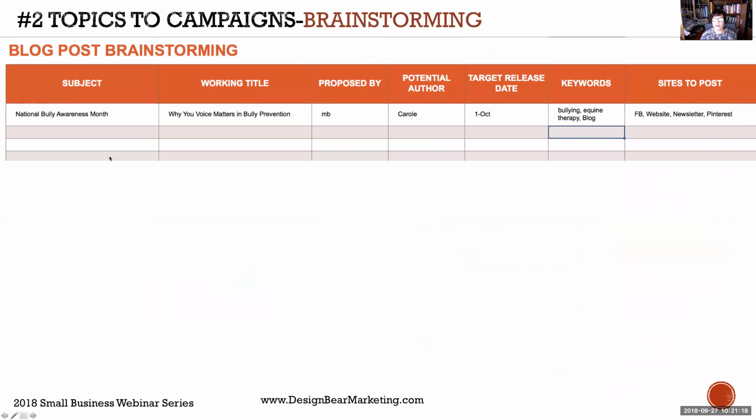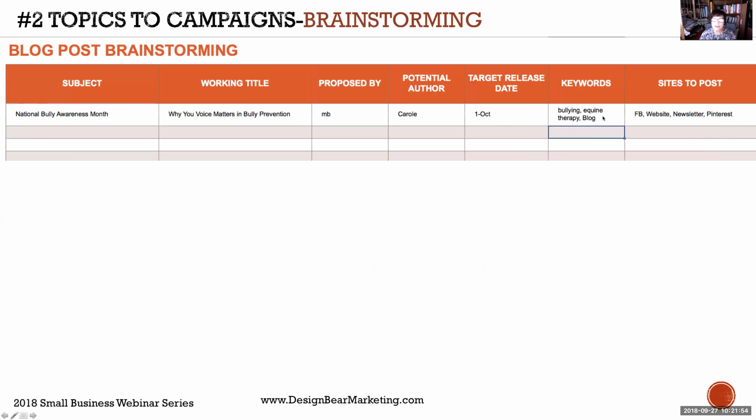So I have a worksheet that I use on Excel where I want to talk about blogs. Blogs scare people, I get it, but a blog could also be a post. So it's National Bully Awareness Month for this particular business, and maybe they're going to do why your voice matters in bully prevention, right? Who proposes that idea? Who's going to write it? So is it going to be one of the therapists? Is it going to be a volunteer? When are you going to do it? Well, you want to do something like that at the beginning of the month when it's a month theme. If it were a weekly theme, it would go obviously during that week.